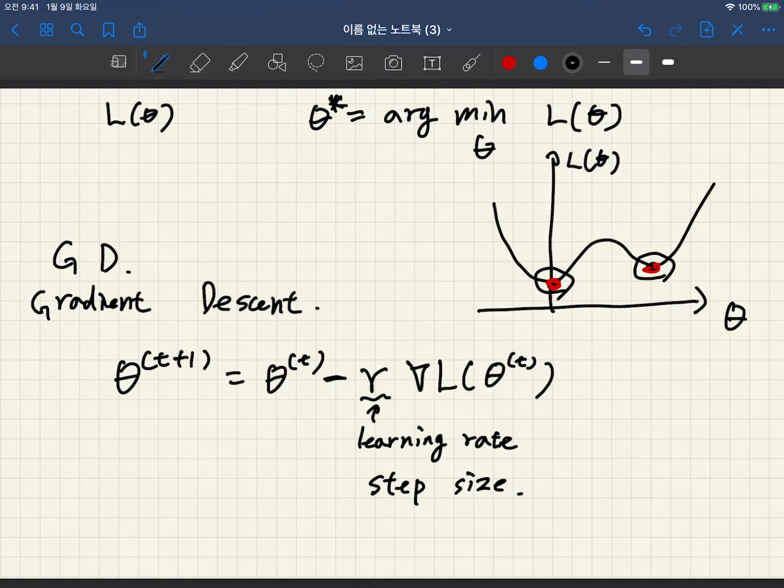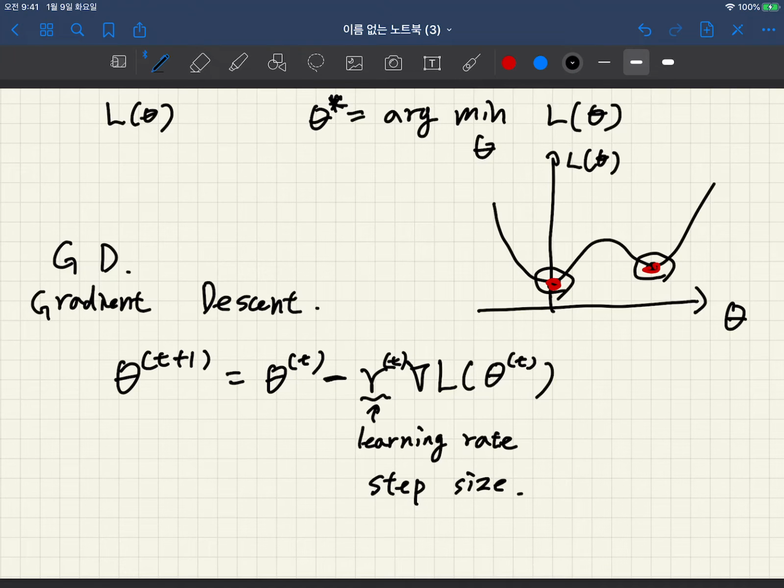This can also be a function of time, so you can change the step size over your iterations. This is called a learning rate scheduler, and recently many learning rate schedulers have been invented for deep neural networks, and such learning rate schedulers improve the test accuracy in many scenarios. Okay, so this is the gradient descent algorithm.